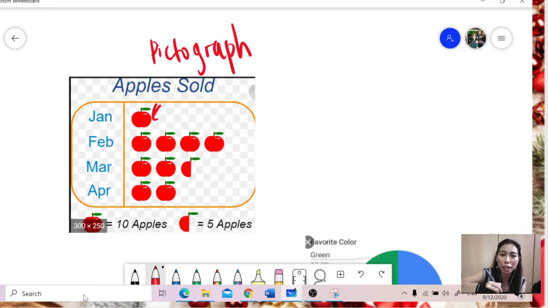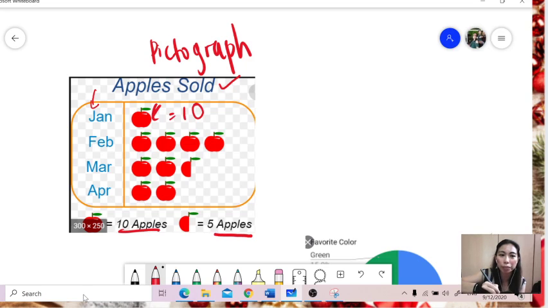So here, the key is also saying that one whole apple is equivalent to 10 apples and a half apple is equivalent to 5 apples. So this is apples sold. The title is apples sold in the month. So this is month, January, February, March, April. In the month of January, full. So one apple is representing 10 apples.